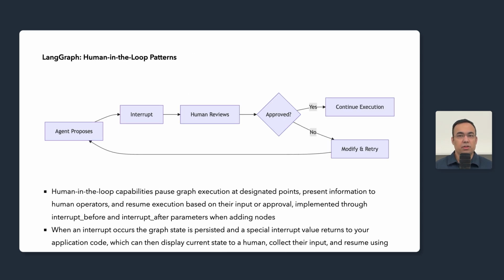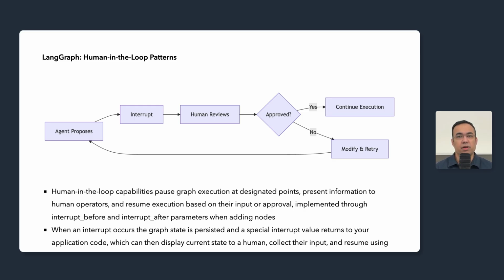Let's talk about human-in-the-loop patterns, which become essential when you're building agents that handle high-stakes decisions, when you cannot afford to have AI that makes mistakes autonomously. Human-in-the-loop capabilities allow you to pause graph execution at designated points, present information to a human operator, and then resume execution based on their input or approval. LangGraph implements this through the interrupt_before and interrupt_after parameters when you add those nodes to the graph.